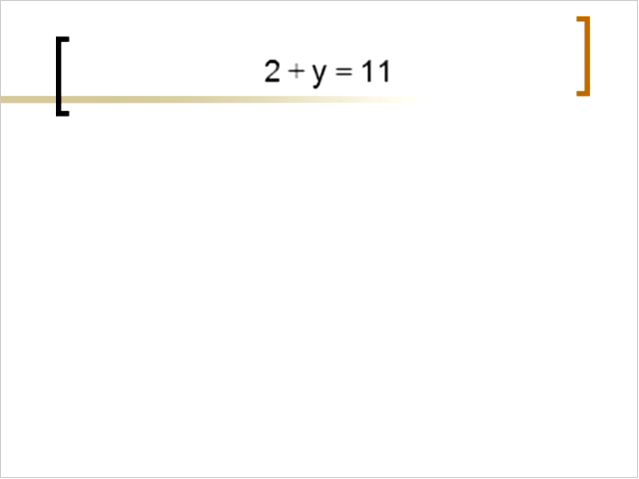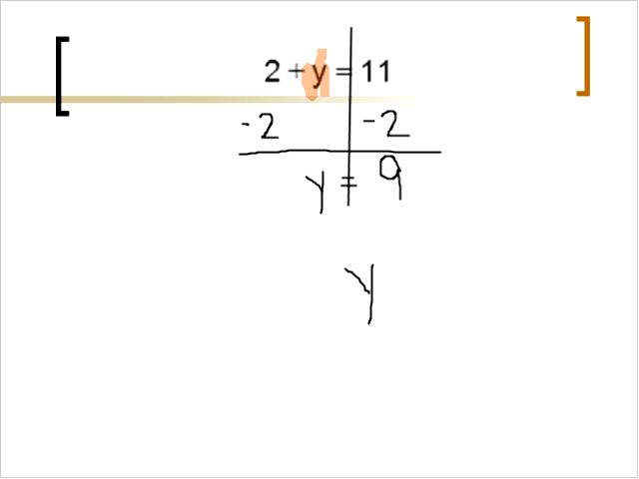Okay, so the variable in this case, and if you see me split my equation into two sides here, the variable is going to be the y. So I do have a positive 2 that's in front of it. So the opposite of positive 2, or the inverse of positive 2, is negative 2. So I am going to subtract 2 from both sides. When I do that, I get y equals 11 minus 2, which is 9. So here my answer is y equals 9.